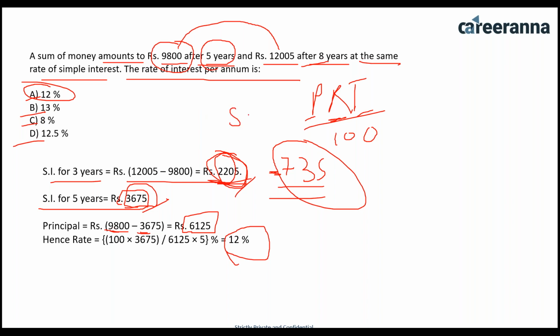There is a simple equation. SI equals PRT upon 100. I have value of SI, I have P, I have T. So I have done it like this. SI multiplied by 100 divided by principal into years. Easy to understand now? Okay, cool. Next question.